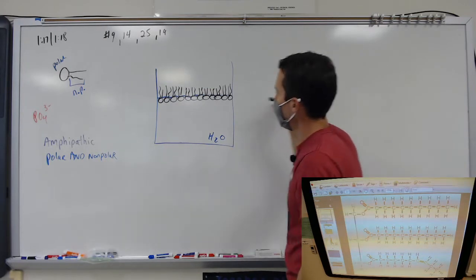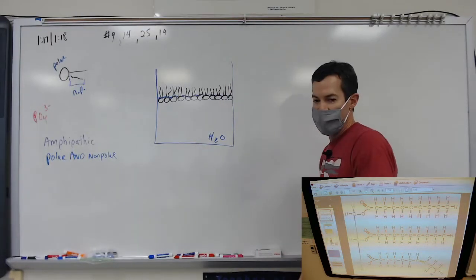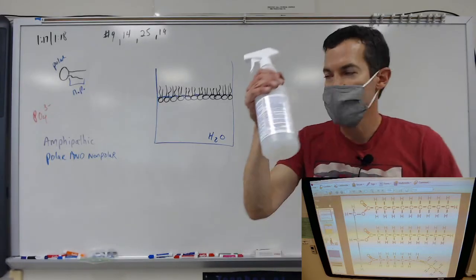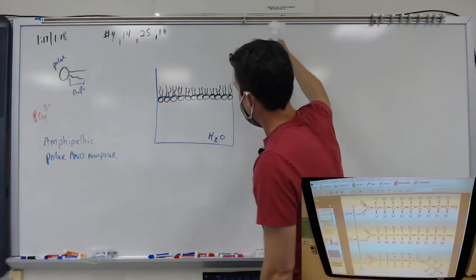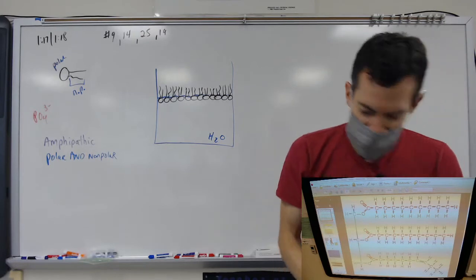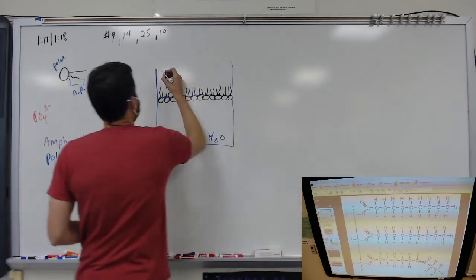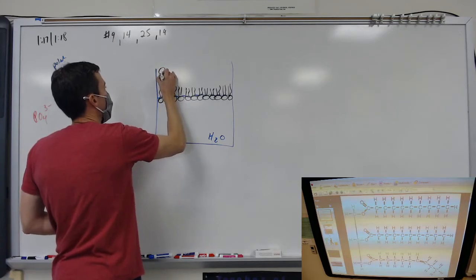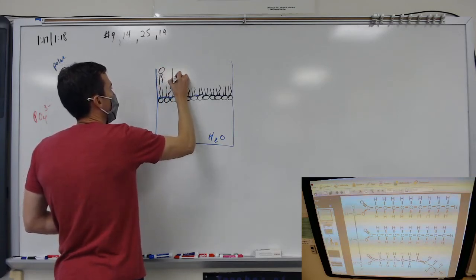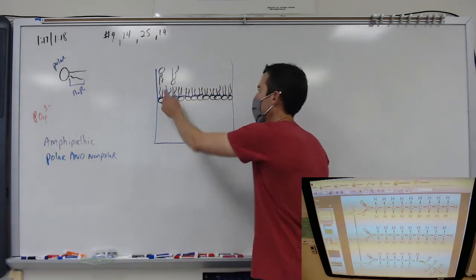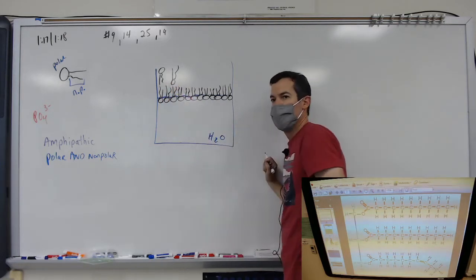Okay, so I've got a layer of phospholipids. Now let's say I go back to the jar of phospholipids. I dump them on there. Now which way do they face? Do they face like this? Or like that. So we have A or B.